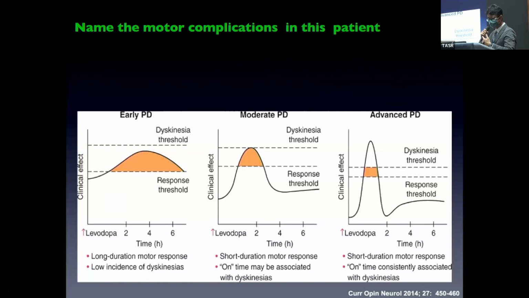Okay, very good. 9 years down the line, he still has a very good response to levodopa, and this is clear-cut dyskinesia. The question is, which dyskinesia do you think it is? Is it at the peak dose of the medication, levodopa, or is this a diphasic type of dyskinesia that we are dealing with?